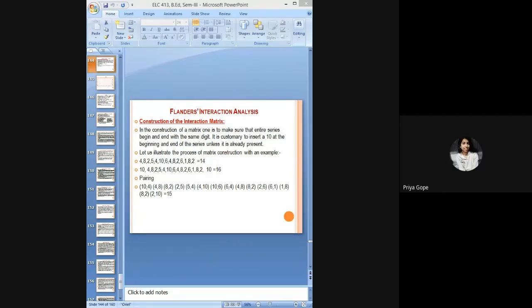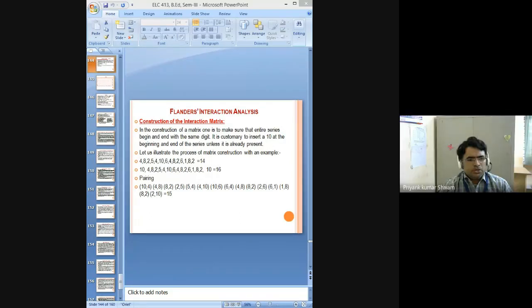So first, the row is horizontal, and the second one is the column. That means in each pair there are two numbers. The first number will represent horizontal, the second will be the column or vertical.